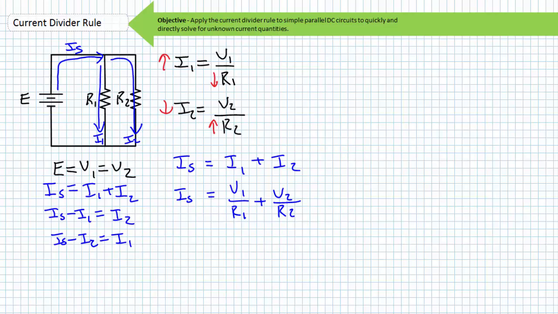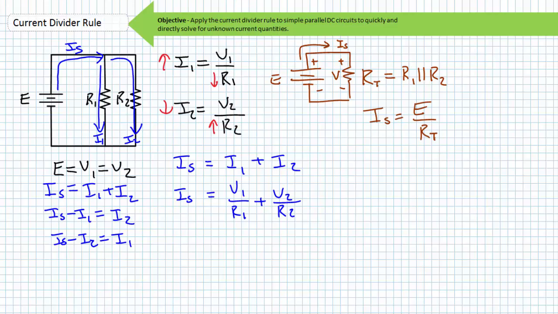If we wanted to simplify this circuit one step further, we could make use of an imaginary resistor RT, where RT is R1 in parallel with R2. The voltage drop across RT is obviously equal to the applied voltage E, and the current through RT is equal to our source voltage divided by RT. Ohm's law provides additional proof of this.